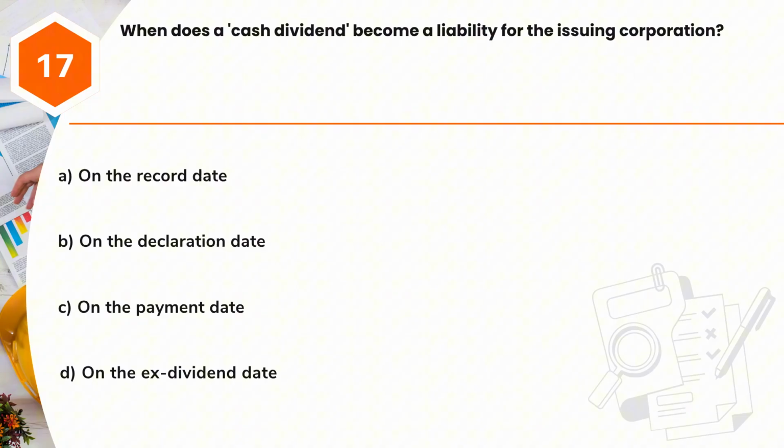Question 17. When does a cash dividend become a liability for the issuing corporation? A. On the record date. B. On the declaration date. C. On the payment date. D. On the ex-dividend date.